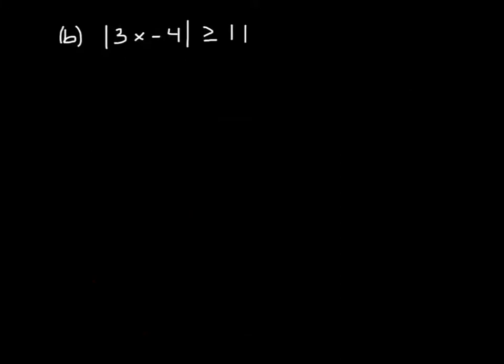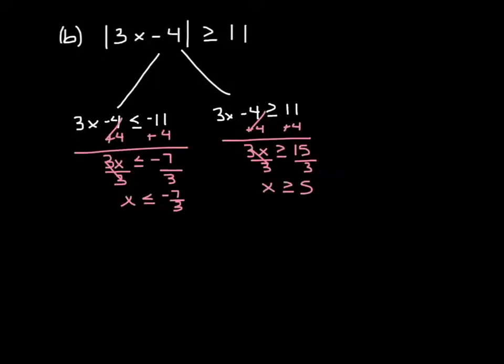Example B is the absolute value of 3x minus 4 is greater than or equal to 11. So I'll write 3x minus 4 is less than or equal to negative 11, flipping the symbol for the negative. And then 3x minus 4 is greater than or equal to 11, which is the same as the original. So we'll solve for x. I get negative 7/3 and 5, and this is an OR question, a union.